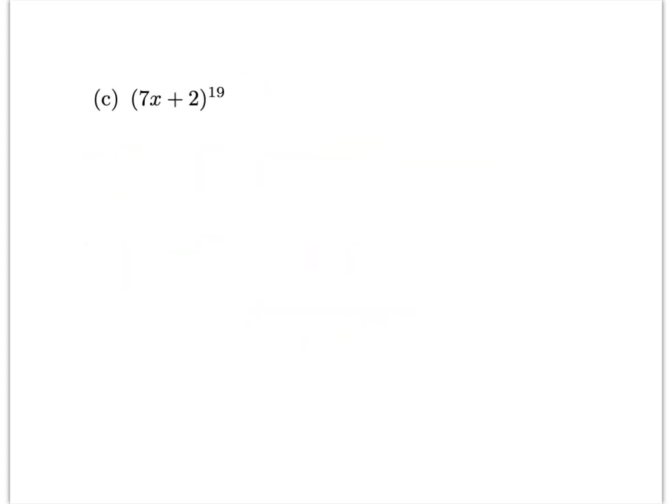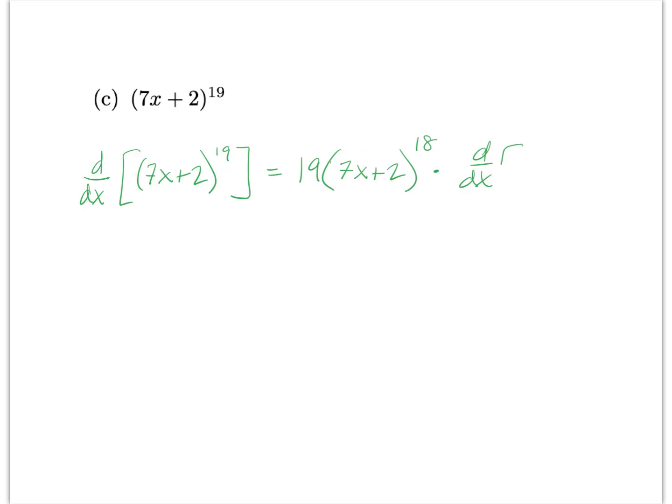Okay, I want to take the derivative of (7x plus 2) to the 19th. Think of that as some stuff to the 19th power. So if I want to take the derivative of some stuff to the 19th power, I'm going to apply the power rule to the stuff. So this is going to be 19 times the stuff, 7x plus 2, reduce the exponent by 1, and then times the derivative of the stuff. So that's 19 times (7x plus 2) to the 18 times 7.